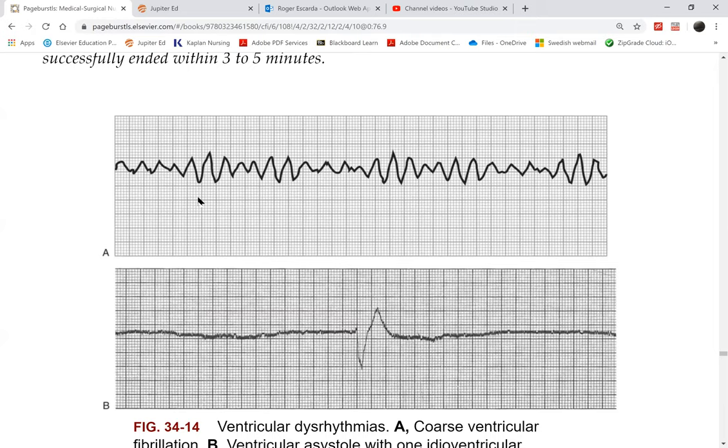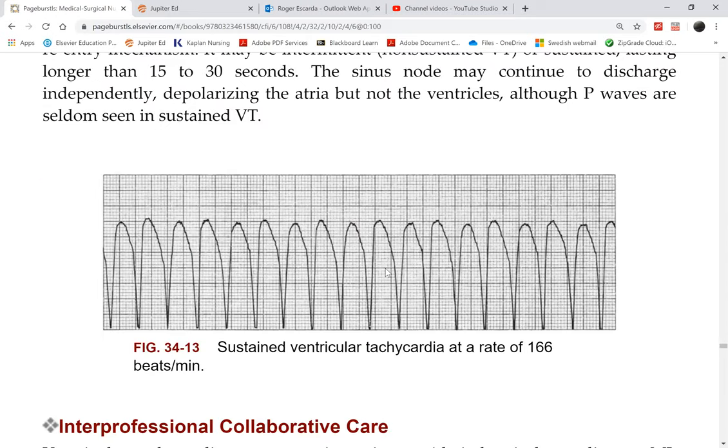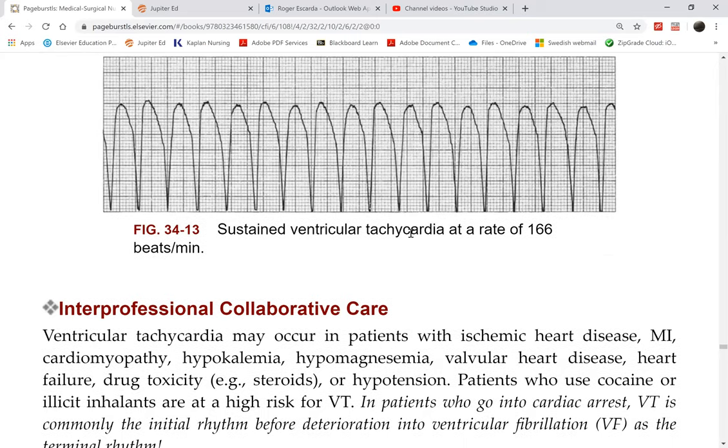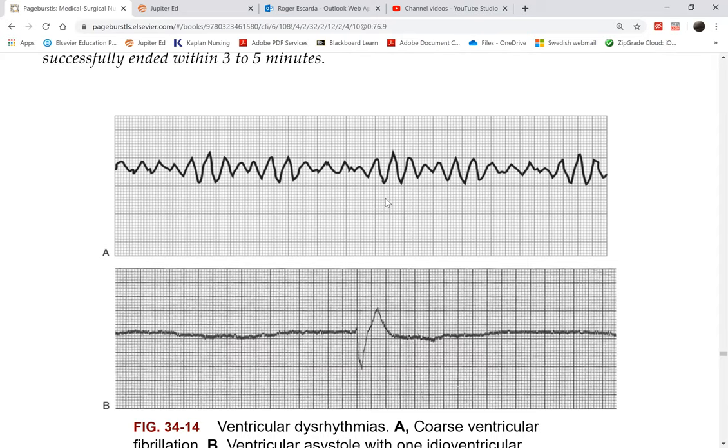So this is what VFib looks like. It's the most disorganized rhythm. At least with VTAC here, this is more or less regular, although there are variations. But again, you don't have experience with the variations, so I can only use the strips that your textbook uses. And this, of course, is VFib.